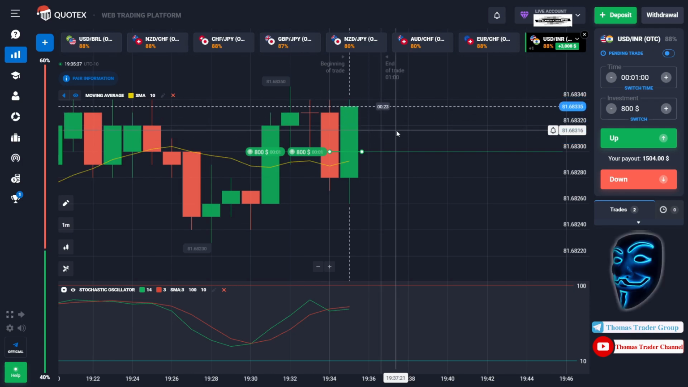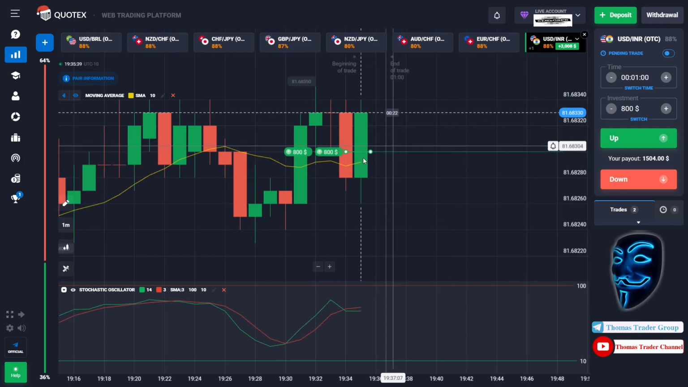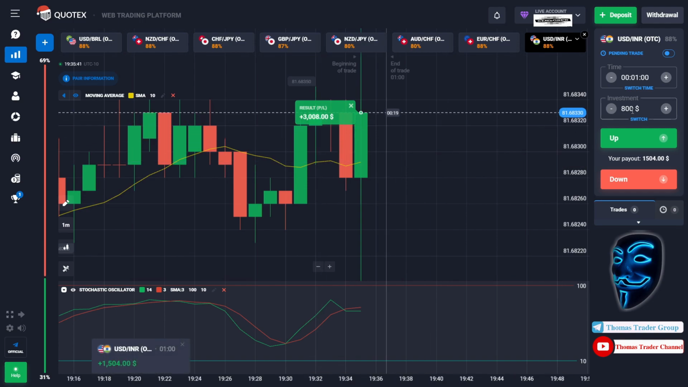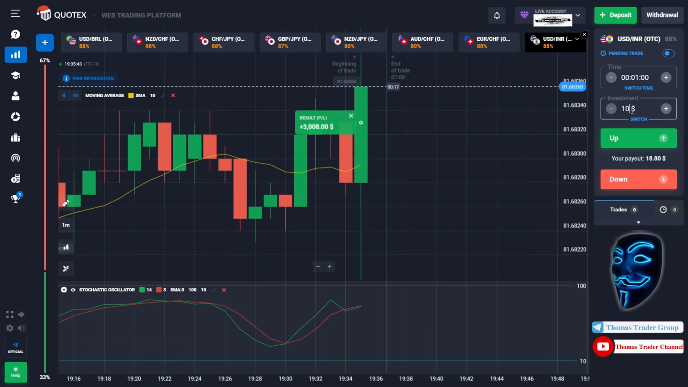We made a right decision over here. We made a profit of $3,000. Let's divide it into 3. We will open 3 positions of $1,000 in the next open position.